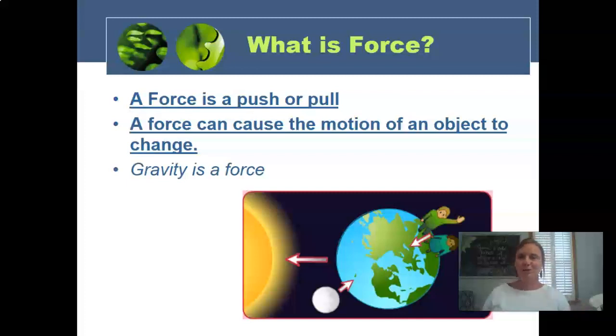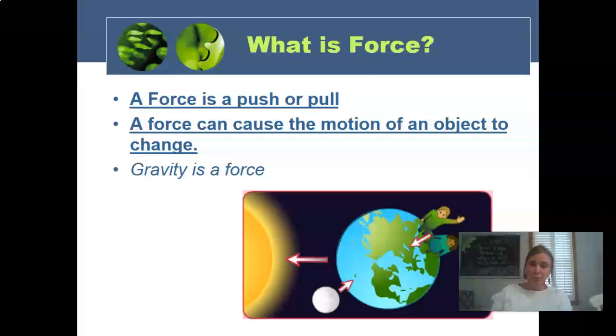There's plenty of information out there, but ever so slightly it causes the Earth to pulse just a little bit. And that's another gravitational force acting on us. So a force can cause the motion of an object to change. Gravity is a force. If I were to push you, that would be a force.